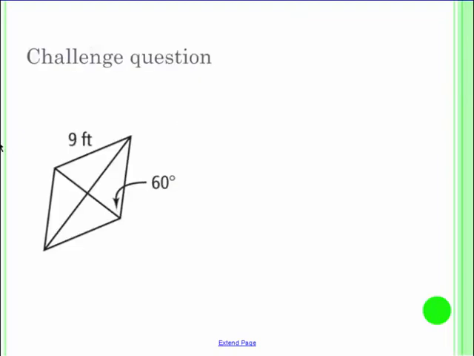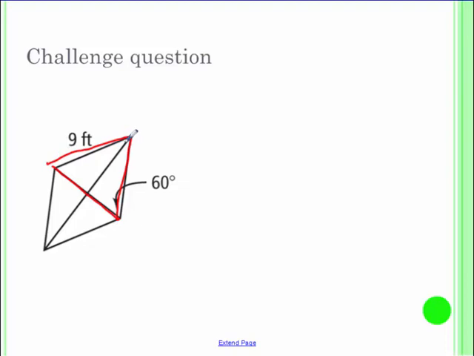Alright, now let's look a little differently. We're only given one of the sides. We're given that the side of the rhombus is 9. But I'm also given this 60-degree angle. So we're going to look first just at this triangle.